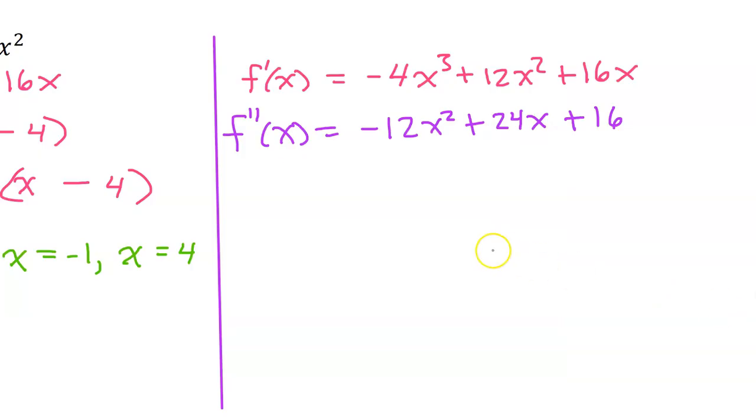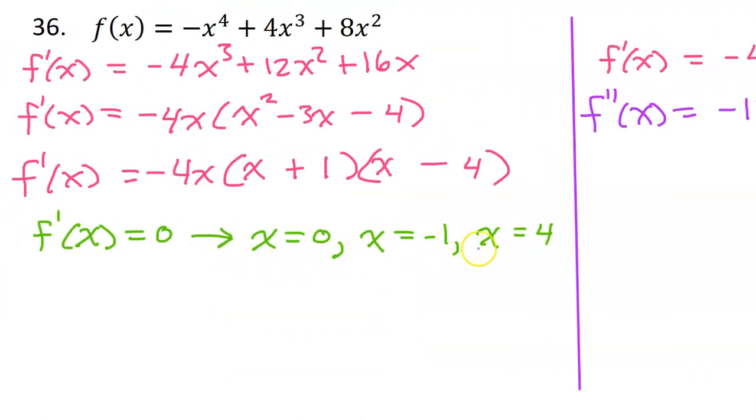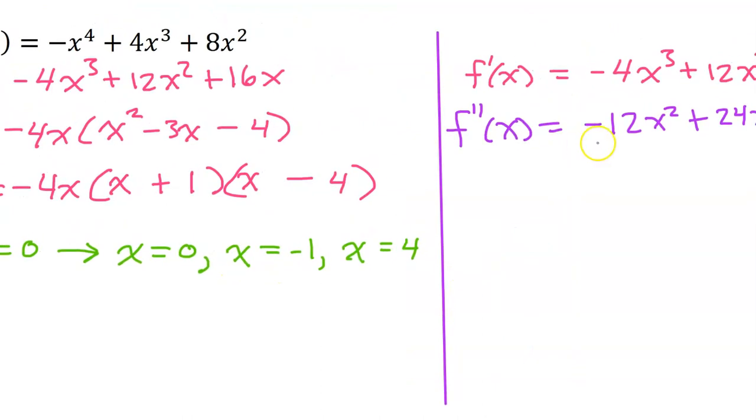So we need to check each of these x values that we just found using the second derivative, and we need to see if the second derivative is positive or negative at each of these points. If we get a positive value, then we know that it's concave up. If we get a negative value, it'll be concave down. And we'll be able to tell if we're looking at a relative max or min.